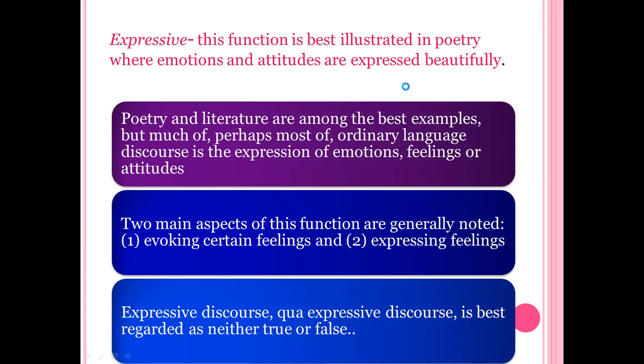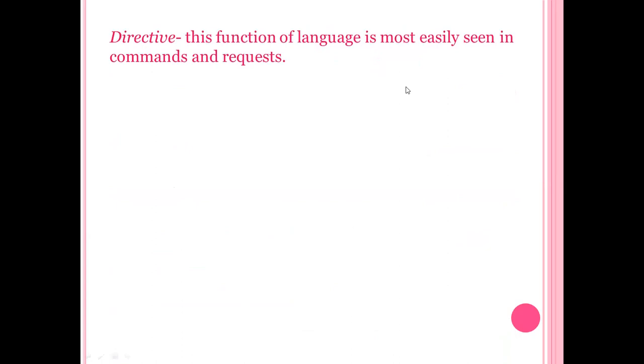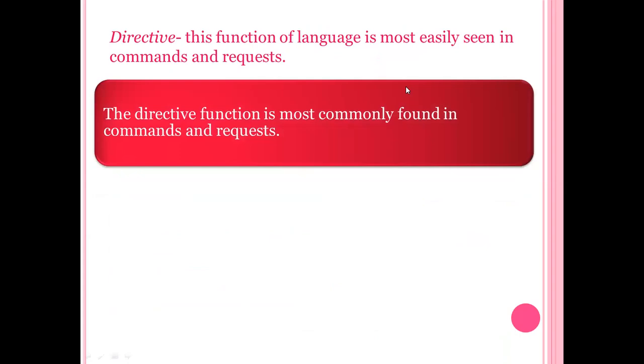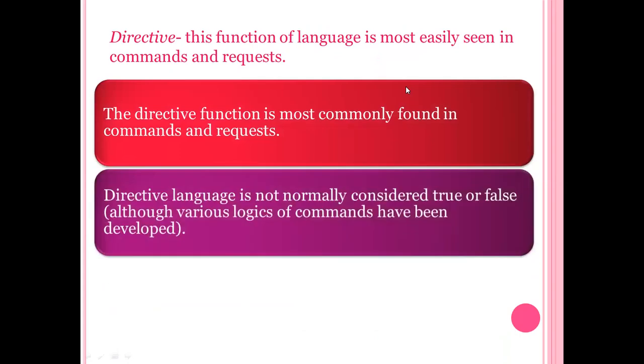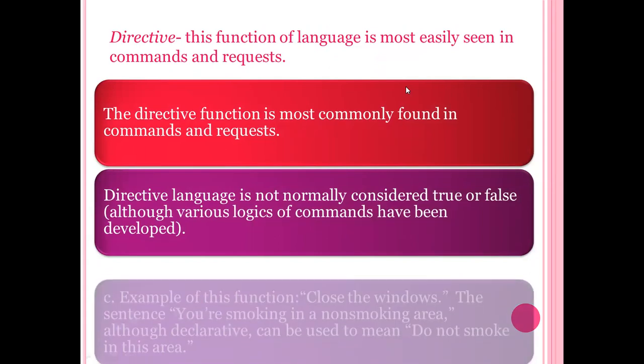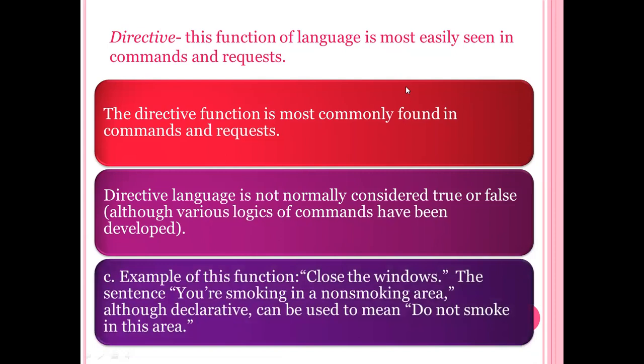Another fundamental use of language that we have is directive, and this function of language is most easily seen in commands and requests. The directive function is most commonly found in command and request, and it is not normally considered true or false, although various logics of commands have been developed. Examples of these functions are statements such as "Close the windows" and "You're smoking in a non-smoking area." Although it is in declarative form, it can be used to mean "Do not smoke in this area."